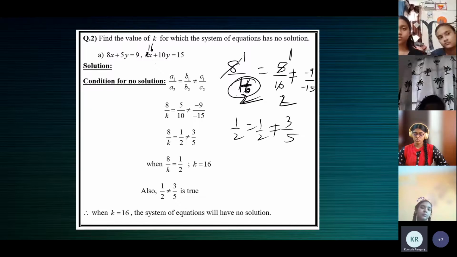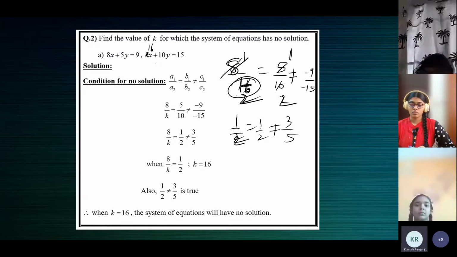If k is not 16, you will not get 1 by 2. Supposing k is something else, not 16, then you will not get 1 by 2. Only because you have 8 in the numerator, you must have 16 in the denominator to get 1 by 2. Because 5 by 10 is 1 by 2. So 8 by what is 1 by 2? 8 by 16 only is 1 by 2. So here also you should have 1 by 2. You have 8 here, then what should this be? It should be 16. Then only you'll get 1 by 2. If it's not 16, then you'll not get the 1 by 2 ratio.